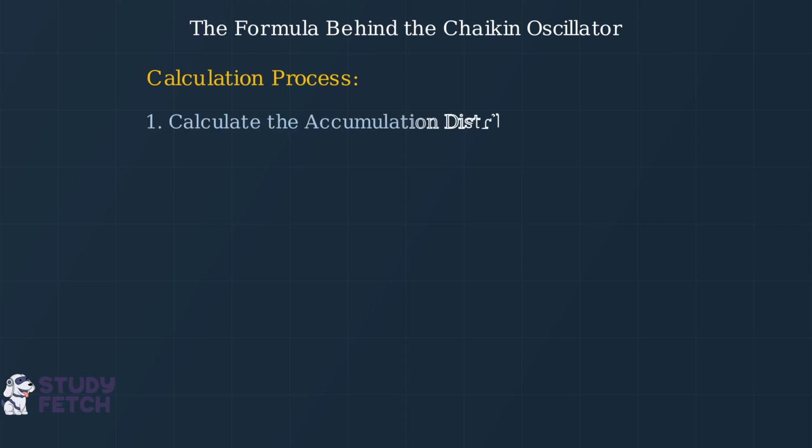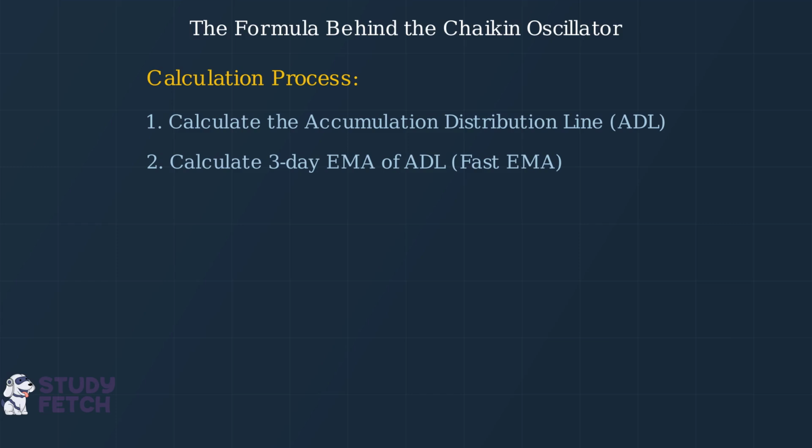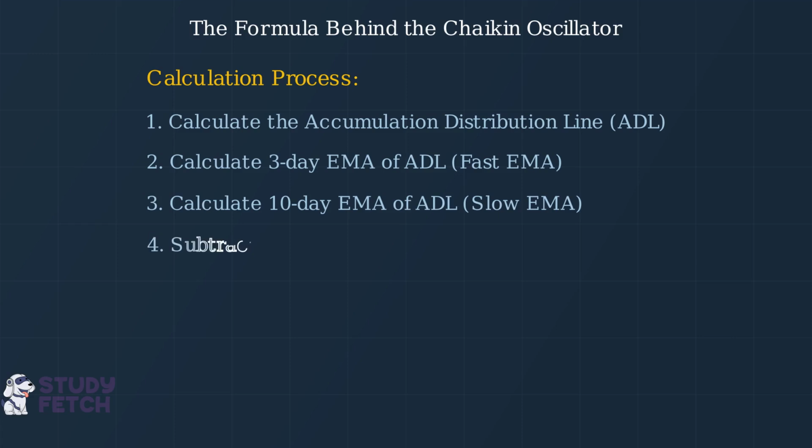Step 1. Calculate the accumulation distribution line, which measures money flow volume into a security. Step 2. Apply a 3-day exponential moving average to the ADL to capture short-term trends. Step 3. Apply a 10-day exponential moving average to the ADL to identify longer-term trends. Step 4. Subtract the 10-day EMA from the 3-day EMA to create the oscillator.